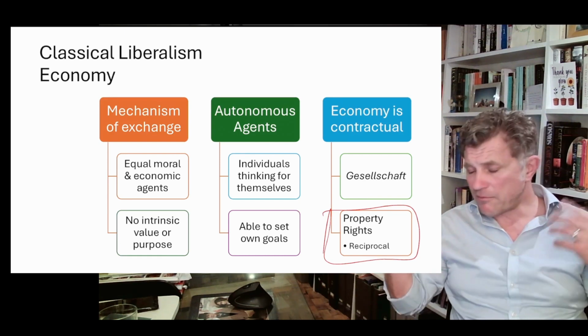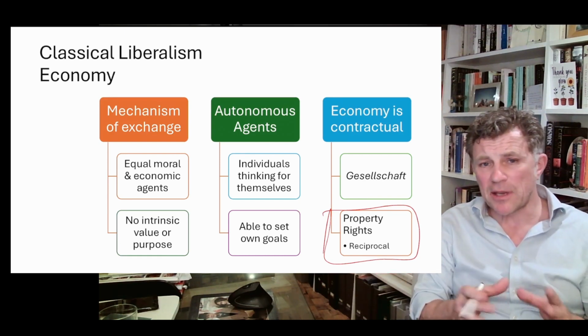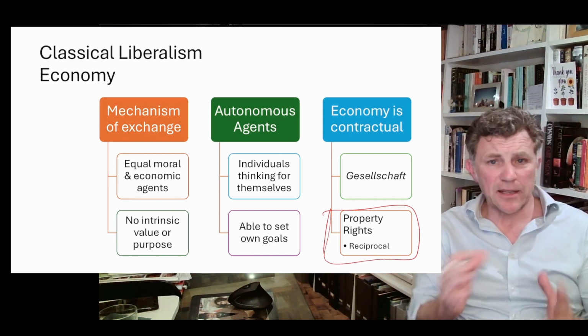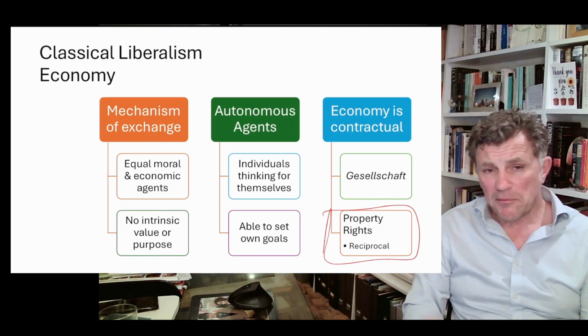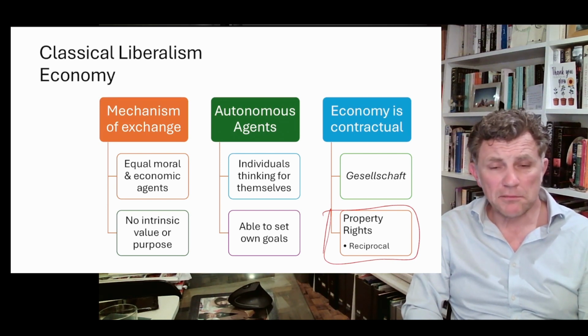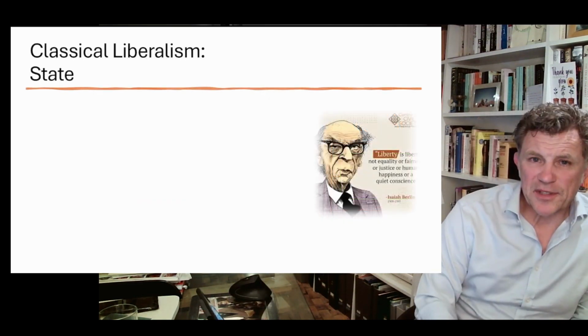We have a very, very simple atomistic model of society. All these little agents going around doing their own thing, entirely independent of anybody else. And yeah, that is your liberal model of the economy. Hope that makes sense. Liberalism in the state.